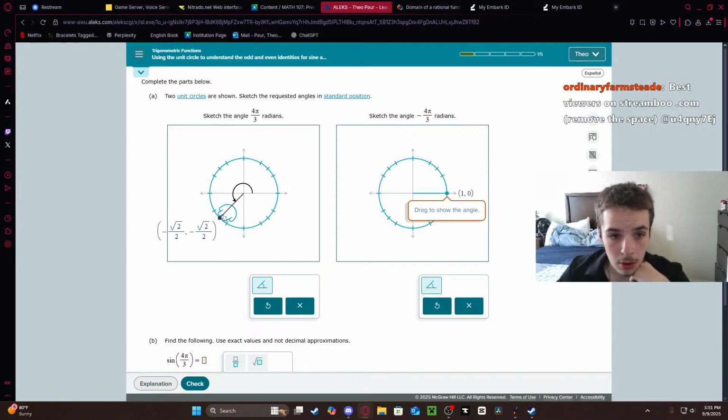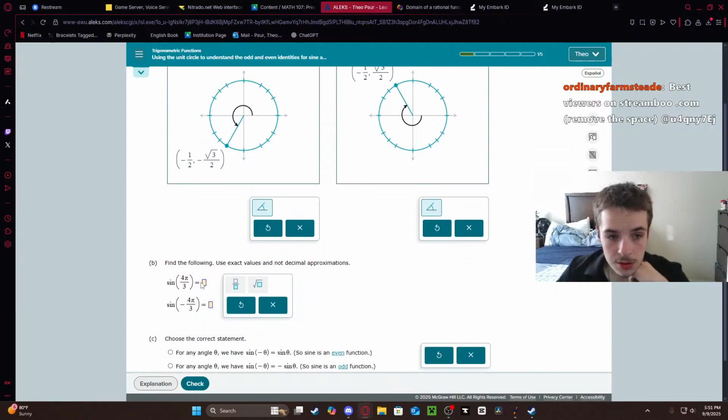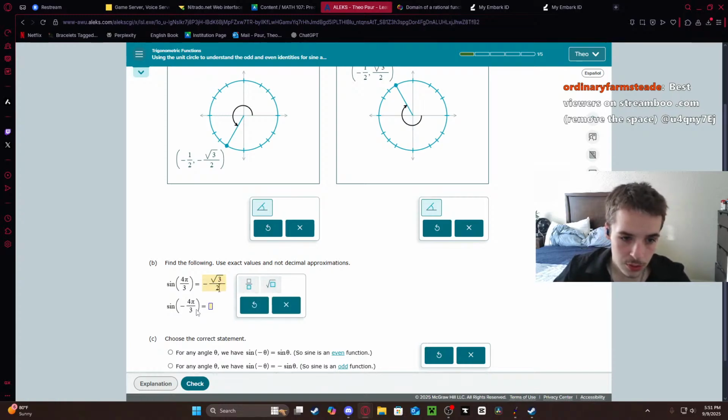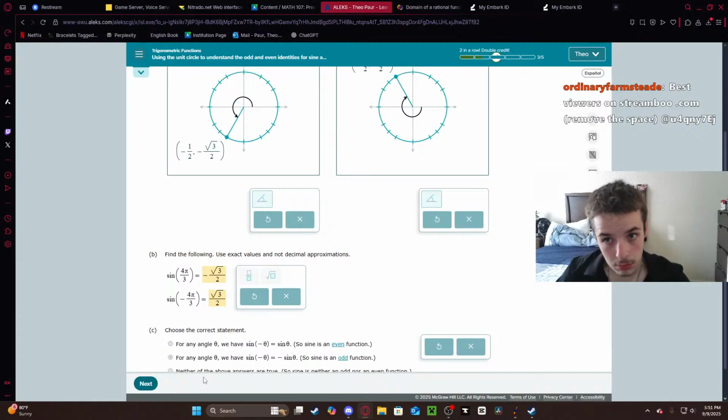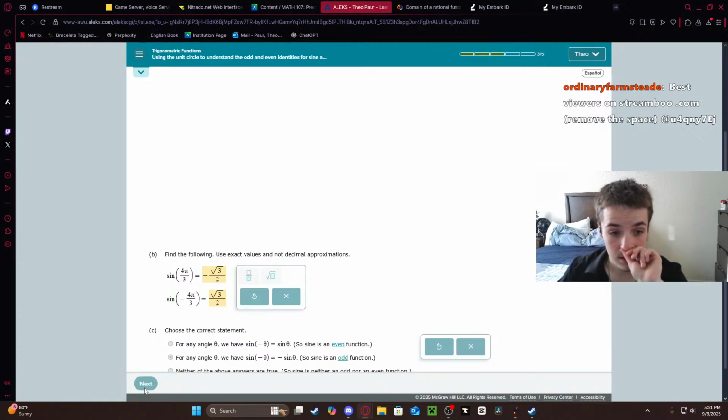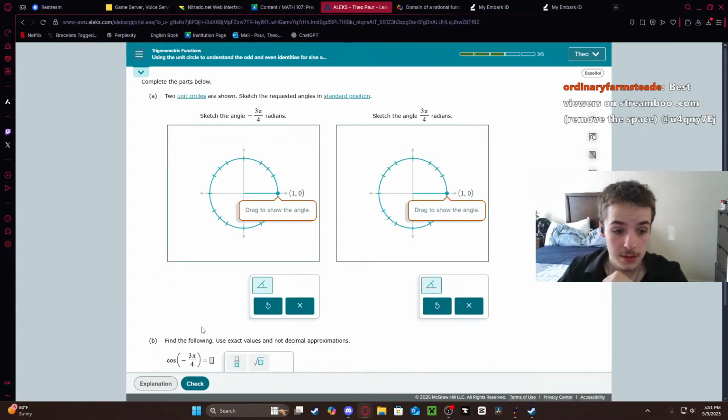4π/3, so that means here. Negative 4π/3 means here. Sine of 4π/3 is negative, the exact same thing as last time, square root 3 over 2, and this one's probably going to be positive square root 3 over 2. Oh my gosh, wow. Sine is an odd function, is what it said last time. Great, so anything that's sine is odd, anything that's cosine is even.